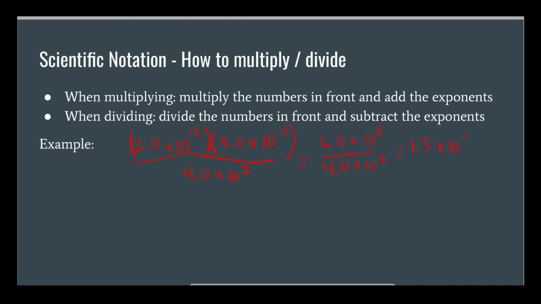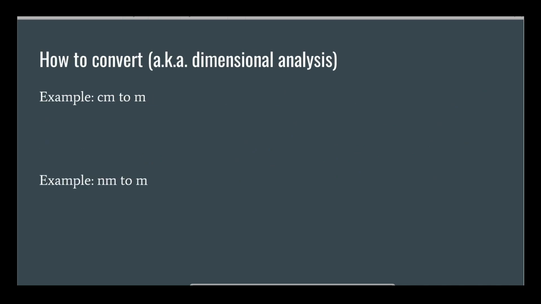And that's exactly what it is in here. So 1.5 times 10 to the first is just 15. And we're done. All right, and then one last thing here is how to convert numbers, sometimes called dimensional analysis. I'll do a real quick, easy example, centimeters to meters.